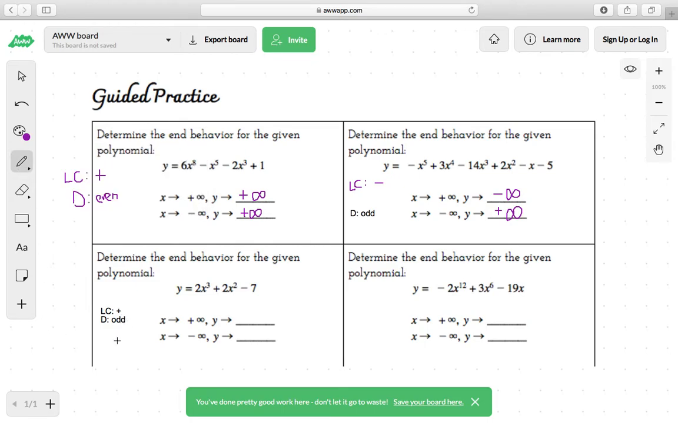Okay, so I found the things I needed to. So if my leading coefficient is positive, that means this first blank is positive. So positive infinity. And then my degree is odd. Odd means opposite. So I do the opposite of what I already wrote. So then I put negative infinity for my second blank.